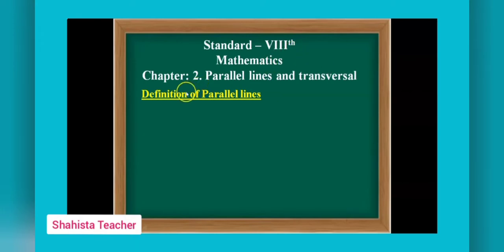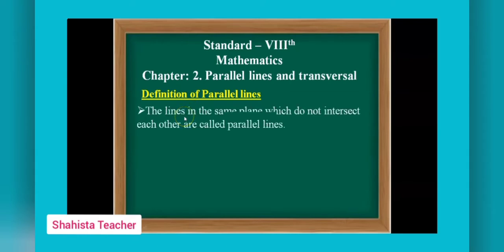Now here, students, first we will recall the definition of parallel lines. The definition of parallel lines is: the lines in the same plane which do not intersect each other are called parallel lines. That means parallel lines never intersect with each other. They go in the same direction. This is the definition. So here we will see how parallel lines look.